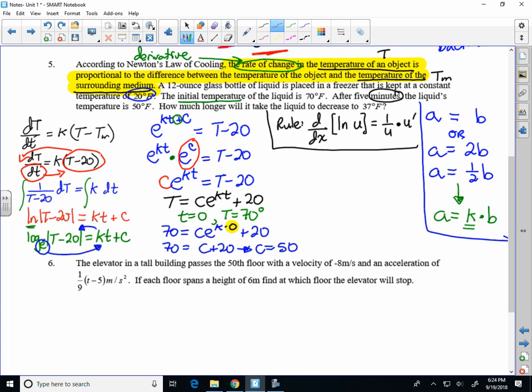All right, so now we're looking at, I'll go purple here, t equals 50 e to the kt plus 20. So we're almost there. We need to come up with k now. Fortunately, we have a second condition that's going to allow us to do that. After 5 minutes, the liquid's temperature is 50 degrees. All right, so that's telling us that lowercase t is equal to 5, capital T is equal to 50.